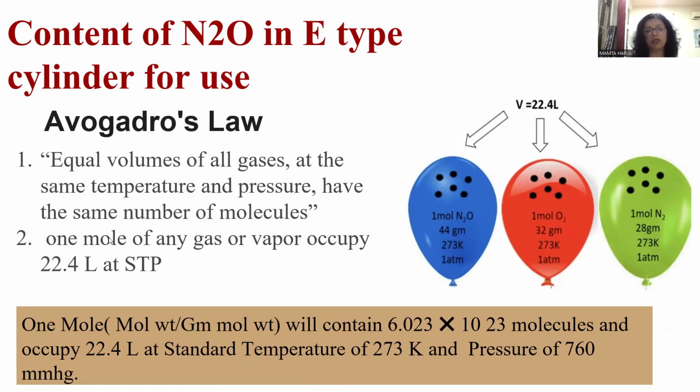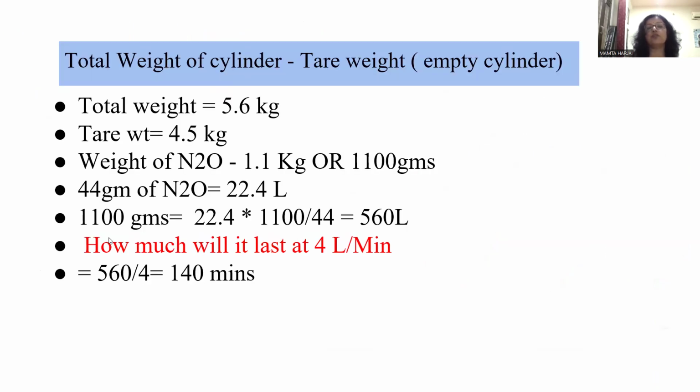Now, how do we apply it? For the nitrous cylinder, we need to know the weight of the cylinder: total weight of the cylinder minus the tare weight, that is the empty cylinder. Now let us take an example. The total weight of the cylinder was 5.6 and the empty cylinder weight came out to be 4.5. So the weight of nitrous, when we subtract, is 1.1 kg or 1100 grams. So according to Avogadro's law, 44 grams of nitrous occupies 22.4 liters.